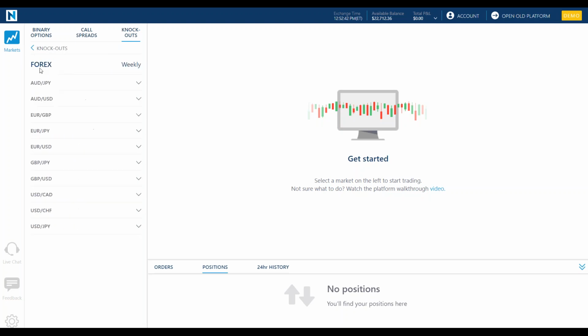In foreign exchange, we've just recently added a bunch of different pairs in knockouts, something people have been asking for quite some time. And then we do have commodities. We initially started commodities with crude oil and gold. We've recently added natural gas and silver.